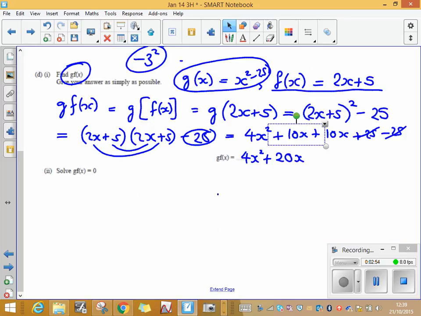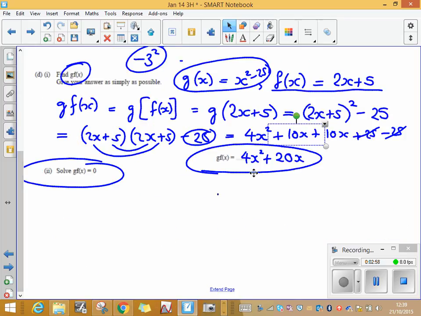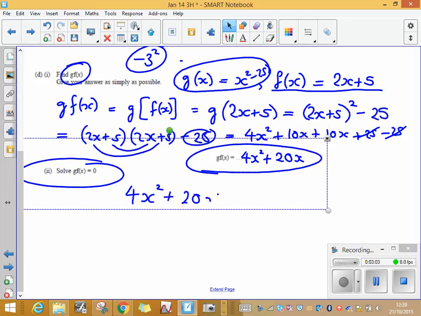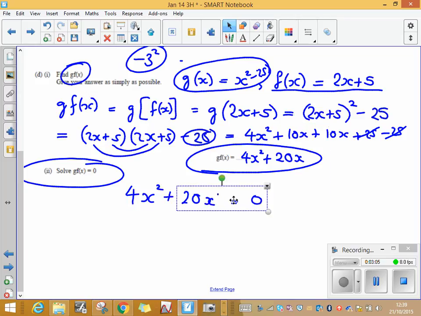Okay, question now says solve g f of x is 0. Well, this is my g f of x, so I'm going to solve 4x squared plus 20x is equal to 0. Now, it's a quadratic equation. The left-hand side I can factorize by taking out the common factor 4x. What do I multiply 4x by to get 4x squared? Well, that's just x. And what do we multiply 4x by to get 20x? Well, that's just 5. So the answer there is 0.